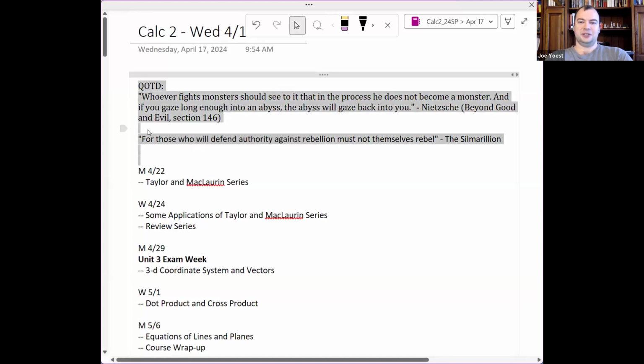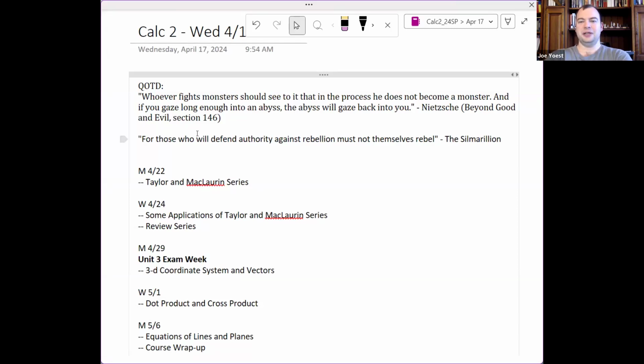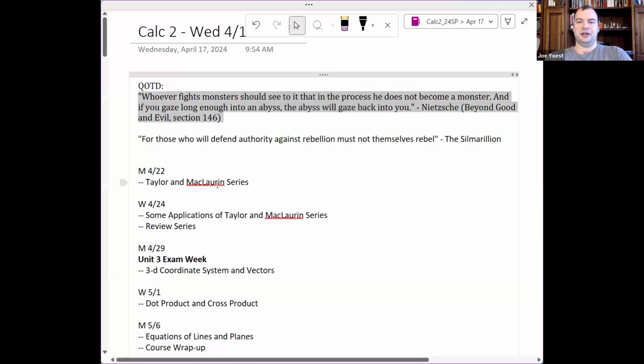Our quote of the day today is two quotes, I think with two different perspectives, some overlap, and maybe worth thinking of the differences as well. One from Nietzsche, from his book Beyond Good and Evil, a German philosopher from, I guess, the early 1900s. Whoever fights monsters should see to it that in the process he does not himself become a monster. And if you gaze long enough into an abyss, the abyss will gaze back into you. So this is one of his more famous quotes, the one about the abyss.